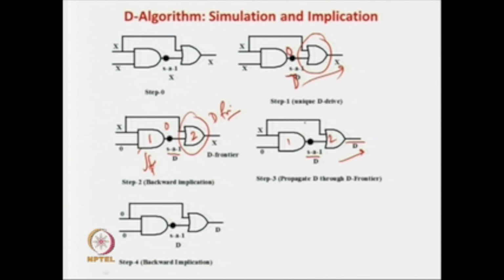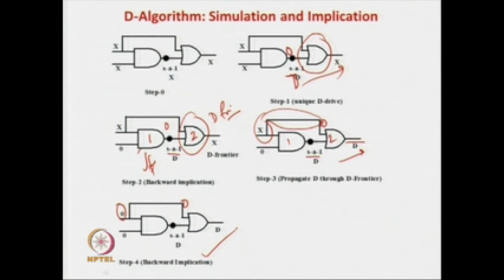So, now this net, this part will now become your J frontier, because we know that this value has to be a 0, because for an OR gate this value has to be propagated here. So, this value has to be 0. So, now this Fanout net will become a J frontier. So, by this J frontier rule of the Fanout nets, this has to be a 0, this is to be a 0. So, now it is for backward implication and it is done.